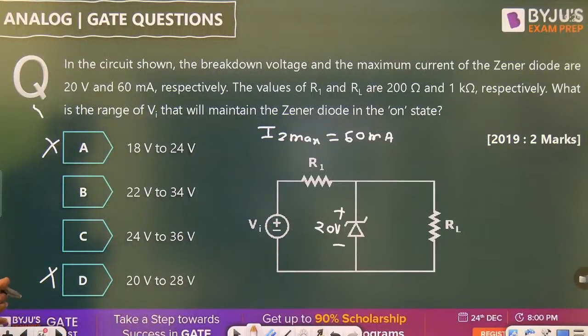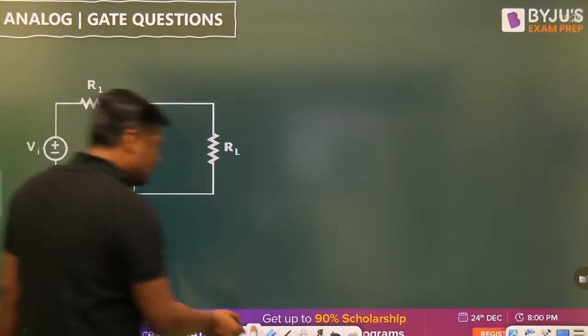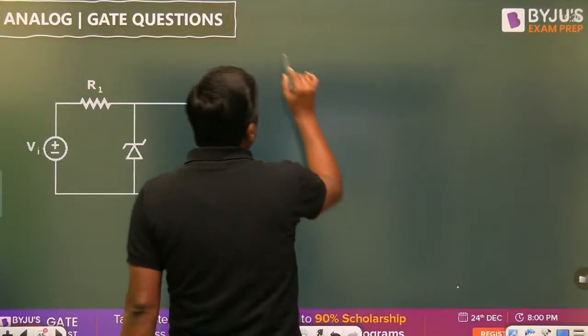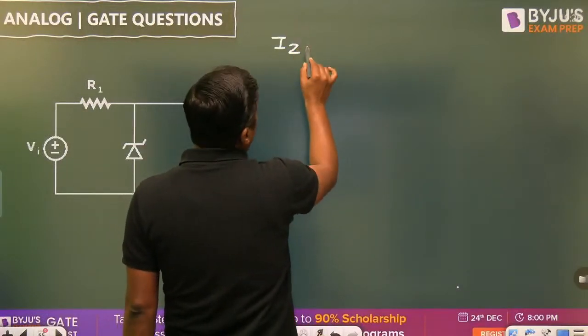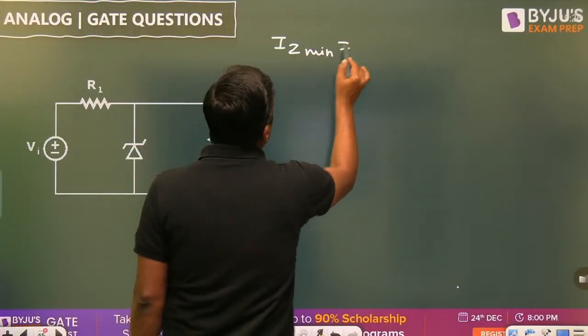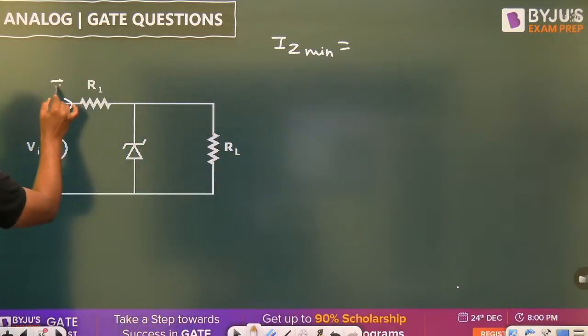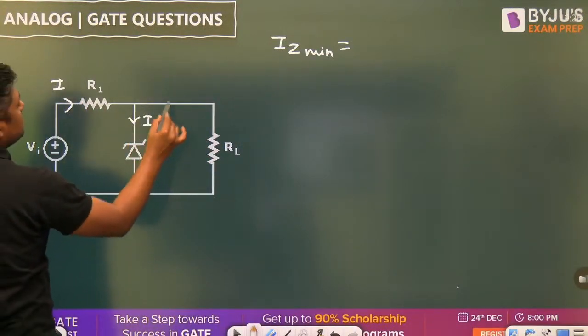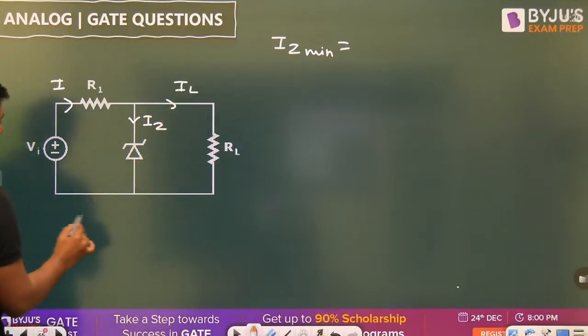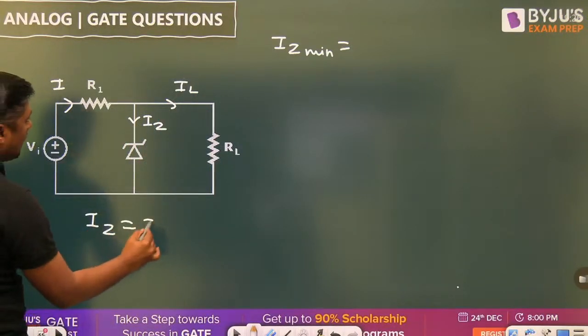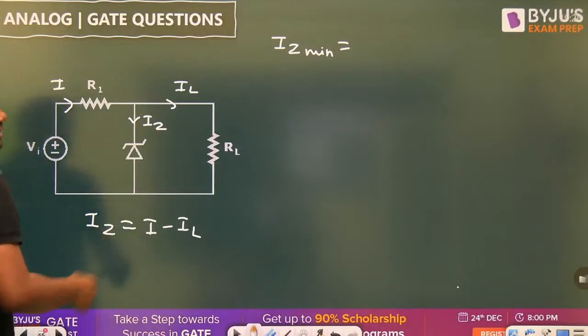Then simply, in the circuit shown, the breakdown voltage and maximum current of the Zener diode are given, R1 200 ohm, RL 1 kilo ohm. What is the range of the VI that will maintain the Zener diode in on state? Always remember, again, only 2 formula. IZ, last class already I have given. This is the current I, this is the current IZ, this is the current IL. So IZ is equal to I minus IL.